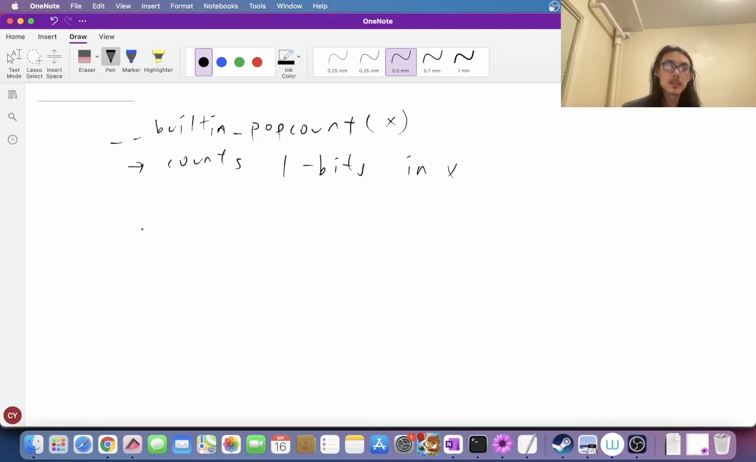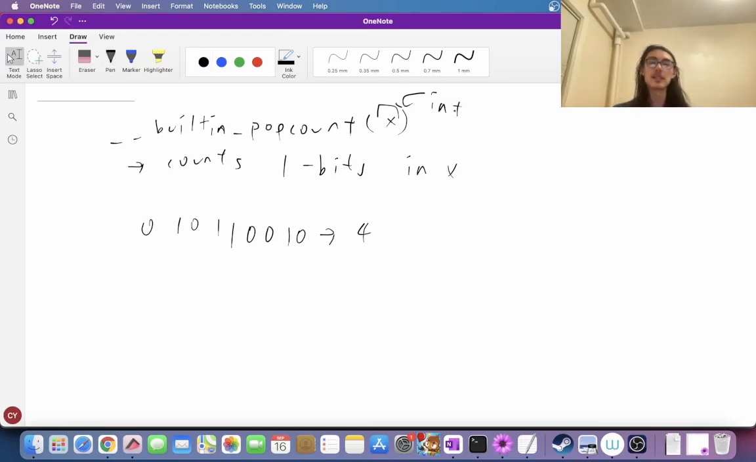So for example, if it's 1010110001, this will return 4 because there are 4 1 bits. Note that this explicitly expects an int. If you pass it a long, it will downcast it to an int, which means it could potentially overflow. So to use the long-specific version, you'd use __builtin_popcountll, and that ll specifies long.